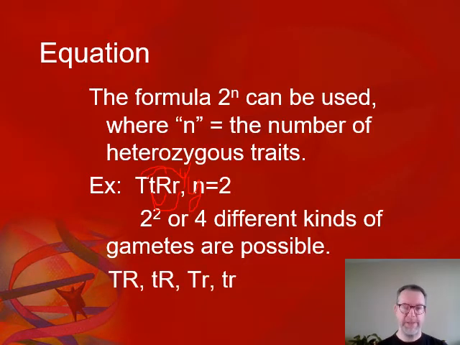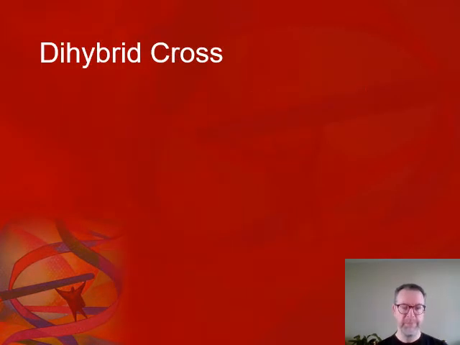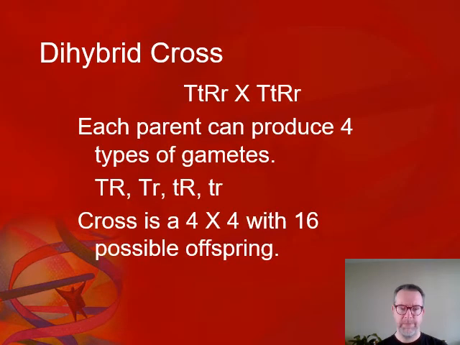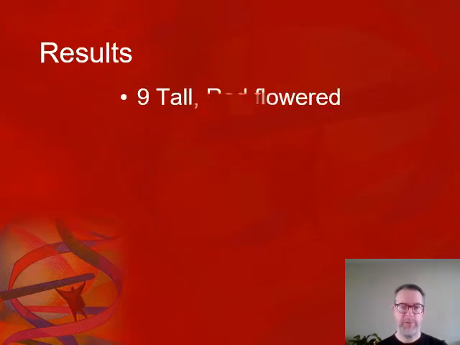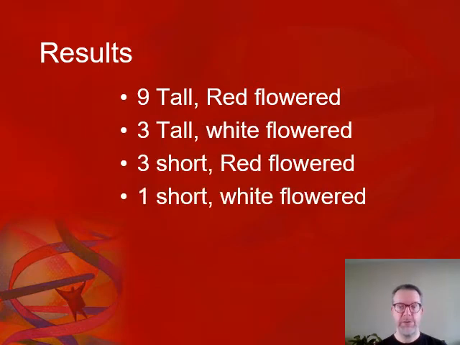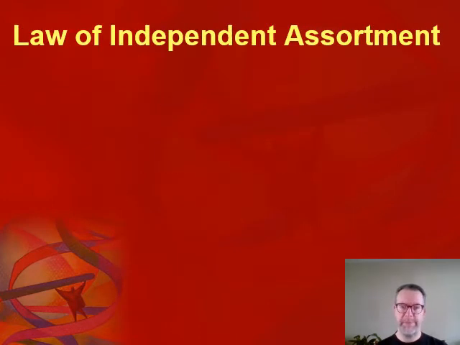So there are 4 types of gametes. So this would be our 16 square, 4 by 4. And our ratios, not 3 to 1, but 9 to 3 to 3 to 1, would be our phenotypic ratios for both parents being heterozygous for both traits. 9 to 3, 3 to 1.